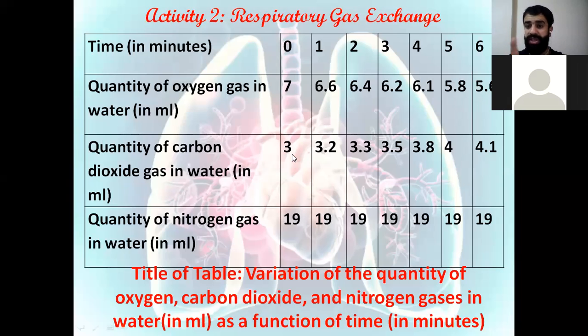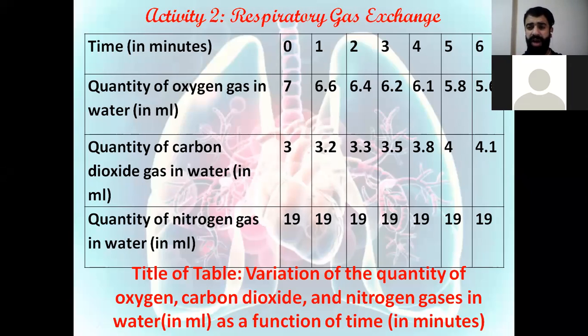So what we can notice here is the amount of oxygen is decreasing, while carbon dioxide at the beginning was 3 milliliter. After 1 minute it was 3.2. At 2 minutes it's 3.3. At 3 minutes it's 3.5, then 3.8. At 4 minutes it reaches 4.1. So the amount of carbon dioxide increases from 3 to 4.1.